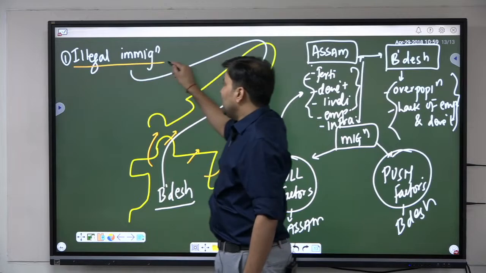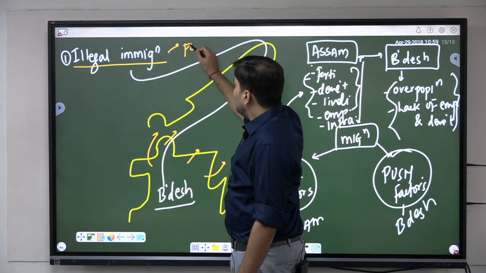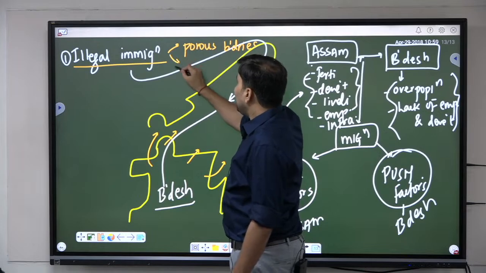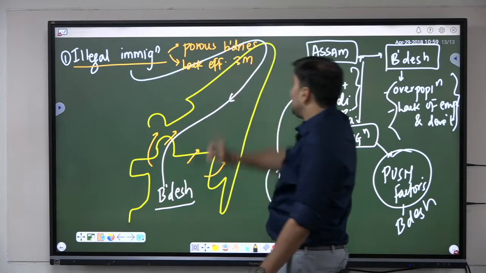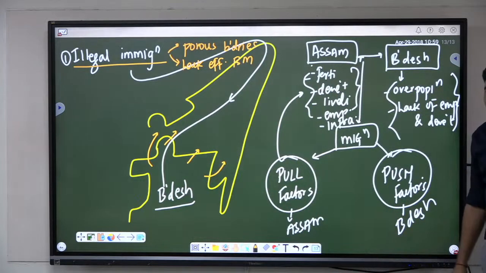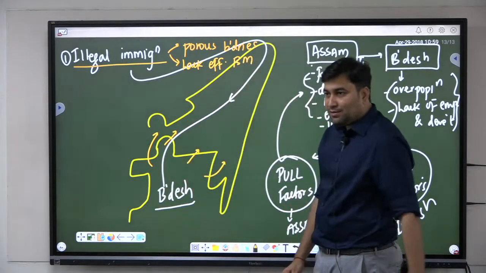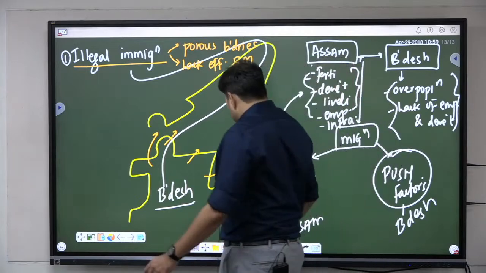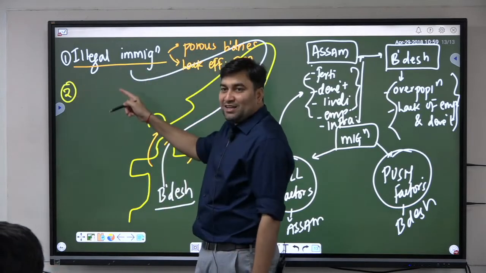Why does illegal immigration happen? Anyone? Very good. Because of porous boundaries and lack of effective border management. People can easily move from this territory to this territory. Now, as the people move from one territory to another territory, what will happen? What will be the impact?